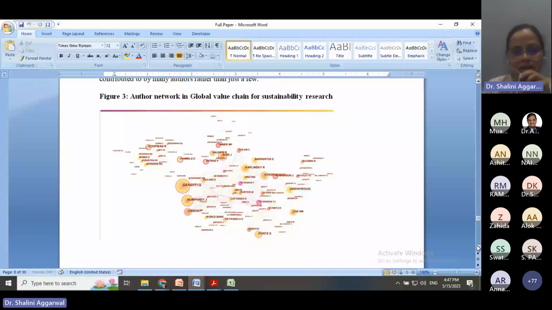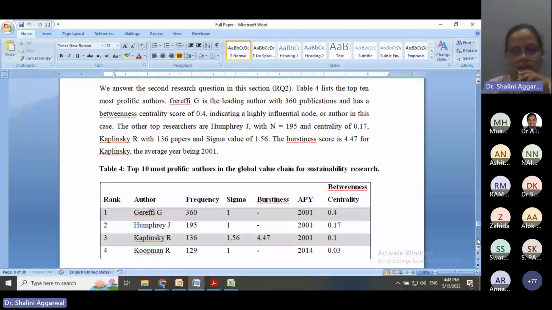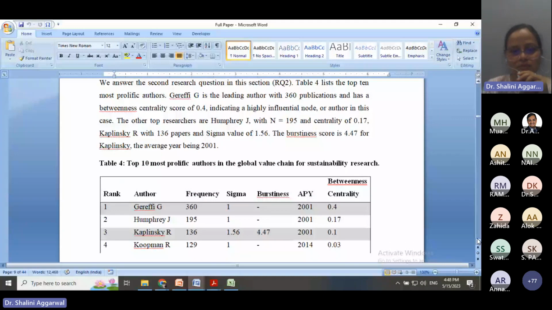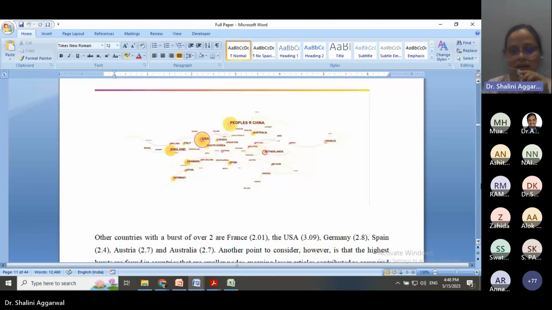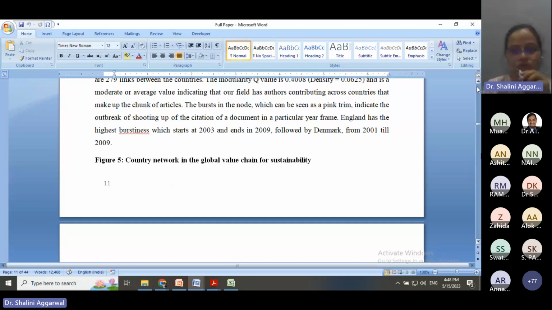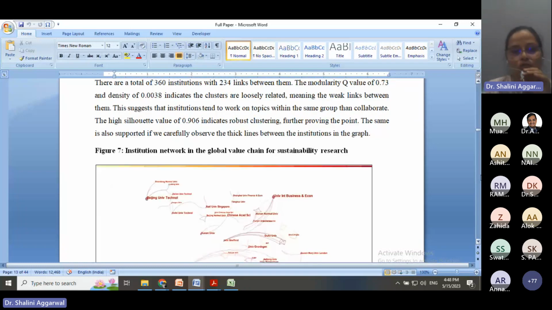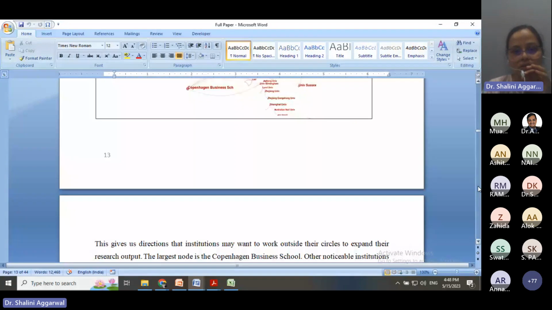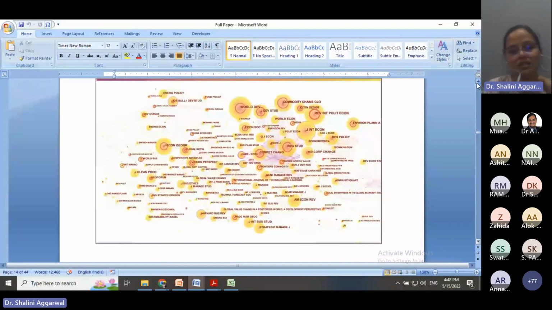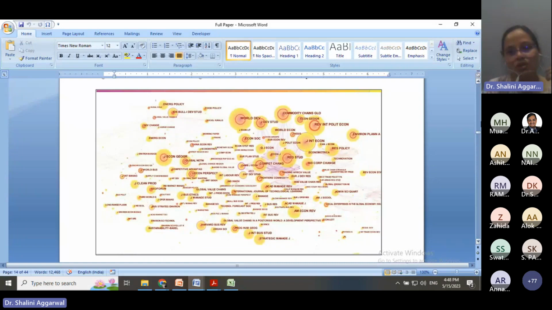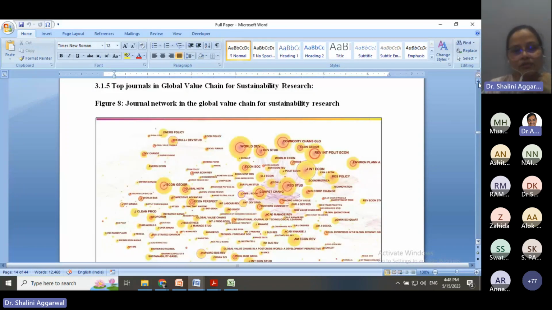Like author network, so this is important. These are the kinds of diagrams that you can see in here. This is citation coupling, citation indexing, collaboration network. Can you see this? This is country, how it is connected. So this is more and more of the diagrams, and you get it from the bibliometric software itself. So you can write a very good paper using the SLR plus the bibliometric. It's a very good combination to use both the techniques and write a very good paper. Journal network in the global value chain.